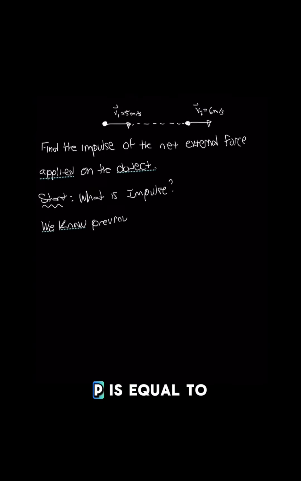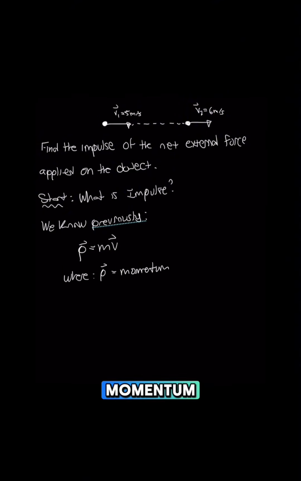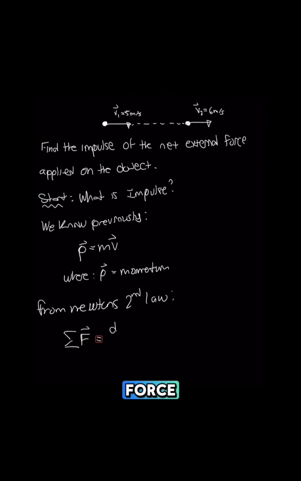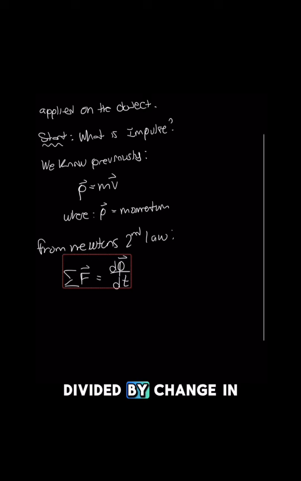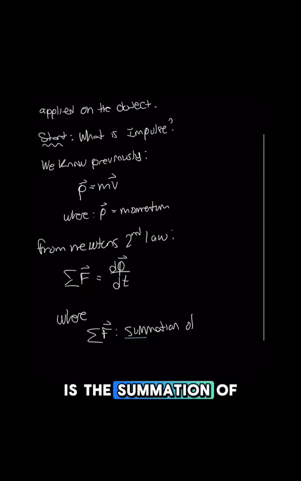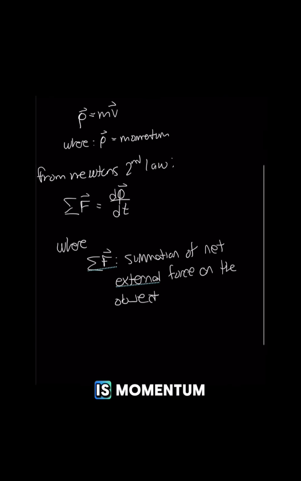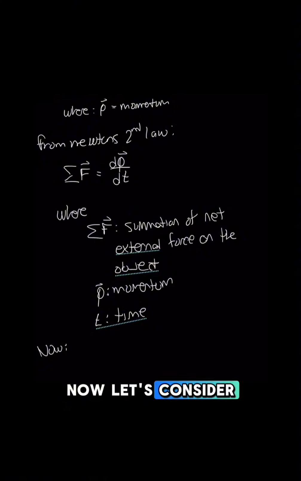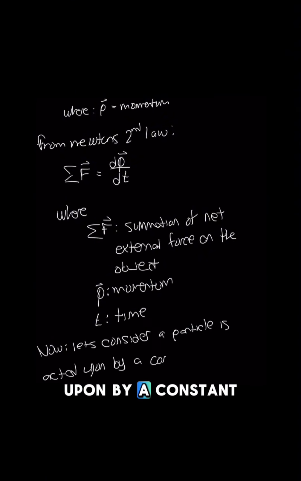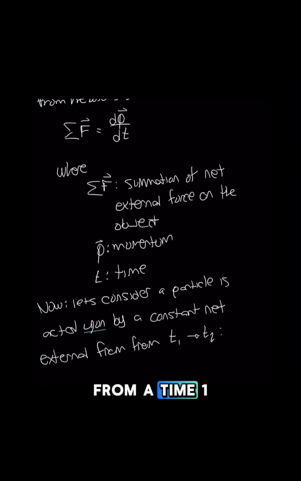We know previously that P is equal to mv, where P is momentum. And from Newton's second law, we know that the summation of force is equal to the change in momentum divided by change in time, where summation F is the summation of net external force on the object, P is momentum, and t is time. Now, let's consider a particle acted upon by a constant net external force from a time 1 to time 2.